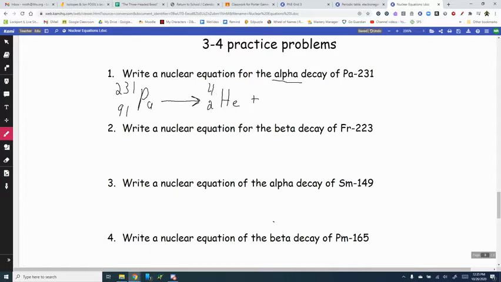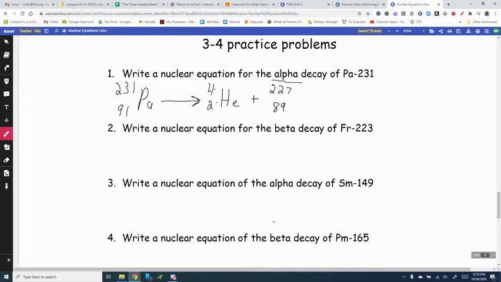Okay. So the way we figure that out is in order to make the helium, we have to have 2 protons and 2 neutrons leave the Pa. So what that's going to do is decrease the atomic number by 2 and decrease the mass number by 4, which is where we get these numbers from. Okay, so 231 minus 4 is 227. 91 minus 2 is 89.